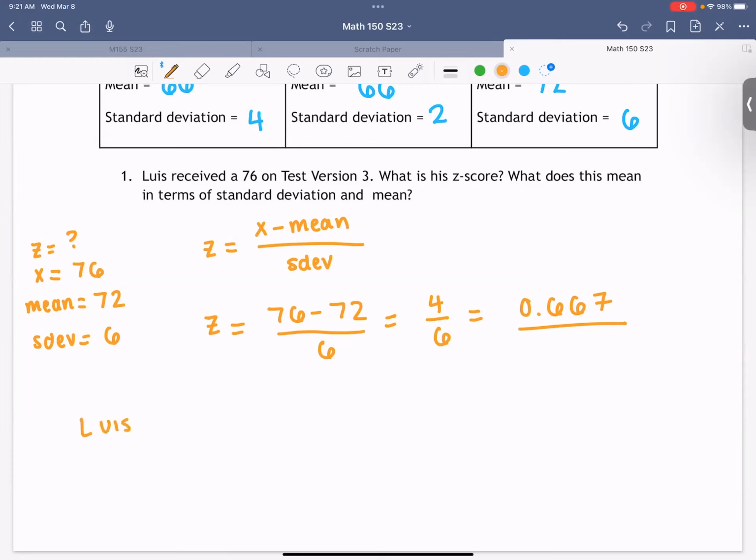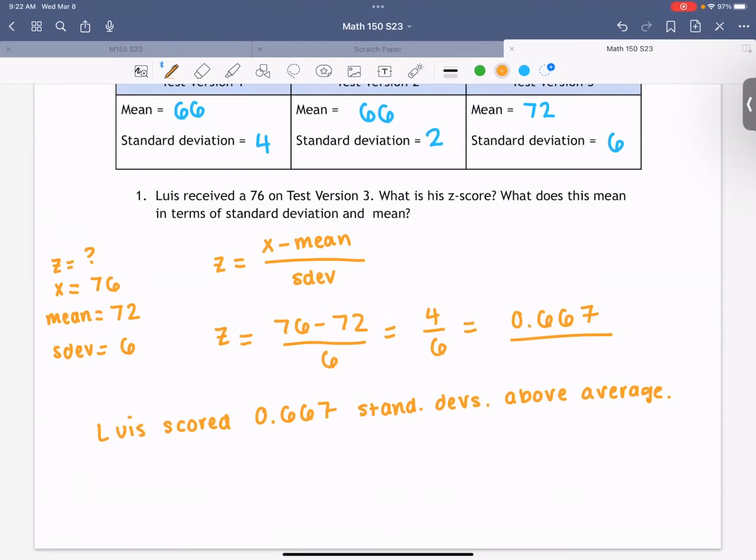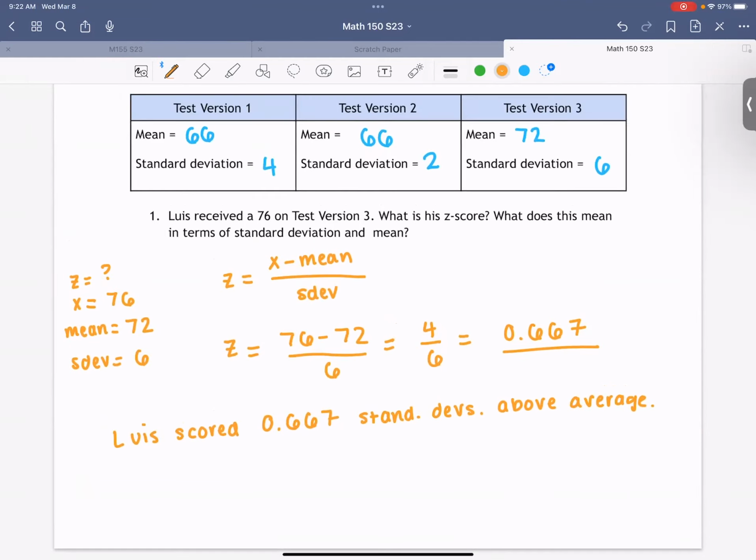So Lewis scored above average, and we actually have a more reasonable or precise way to talk about how well he did. He didn't just score above average, he scored 0.667 standard deviations above the average. Okay, so now we can talk about how well he did in a more precise manner than just saying he scored above the mean or below the mean. We actually know how much. Any questions on number 1? Not too bad, right?